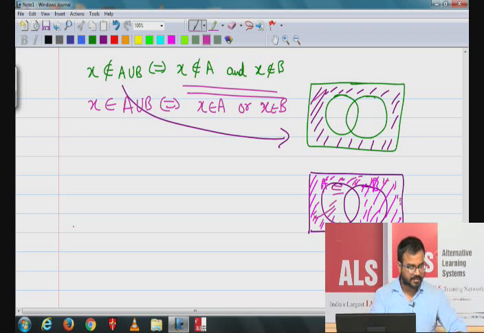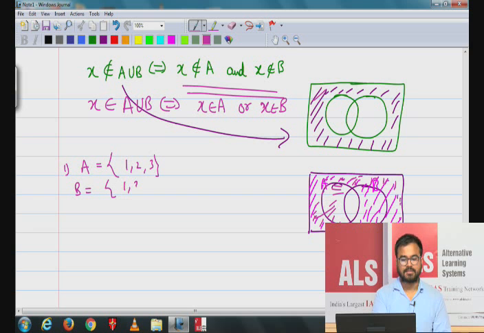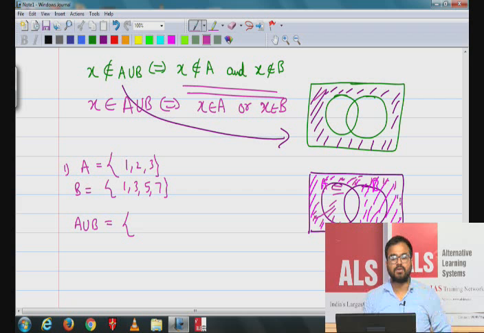So let's take one example. If we have the set A as 1, 2, 3, set B as 1, 3, 5, 7. These are the two sets, set A and set B. And if they ask, find A union B. So A union B means the total of the elements of both the sets. Now here we have to make sure that the repetition should not be there. So 1 will be there, 2 will be there, 3, 5 and 7. This is the meaning of A union B.